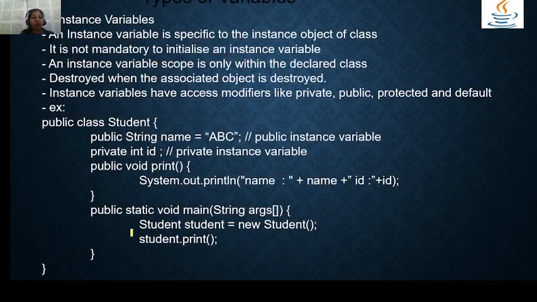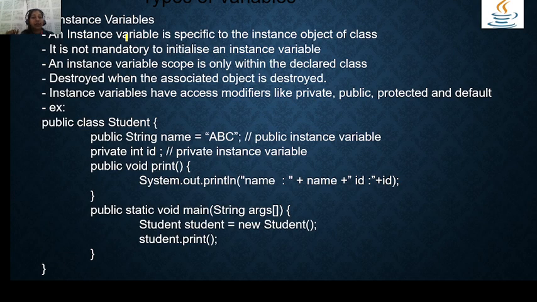Okay, so the next type of variable is the instance variable. The variable which is specific to the instance object of that class is called the instance variable, and it is not mandatory to initialize the instance variable. The scope of that instance variable is within the declared class. So instance variables are specific to the instance of that class, the scope is within the declared class only, and it is destroyed when the object is destroyed.